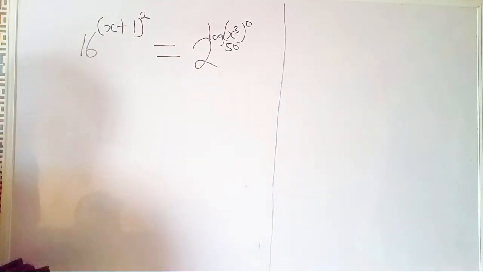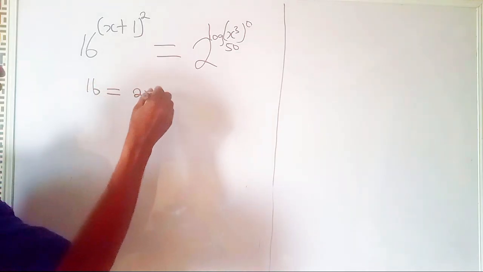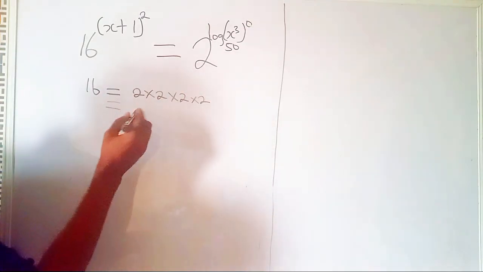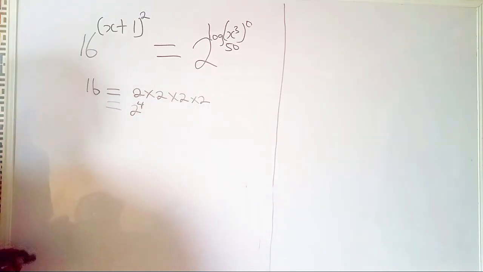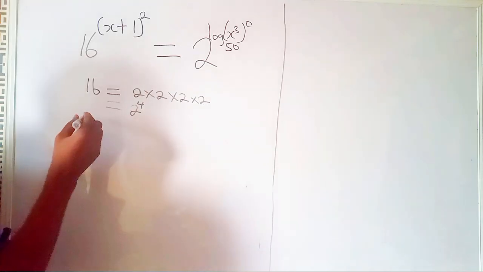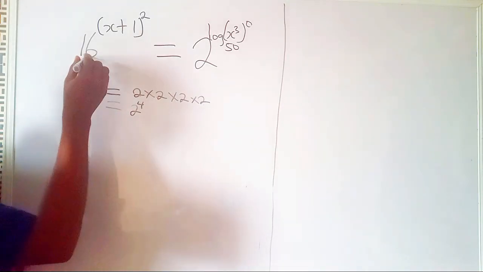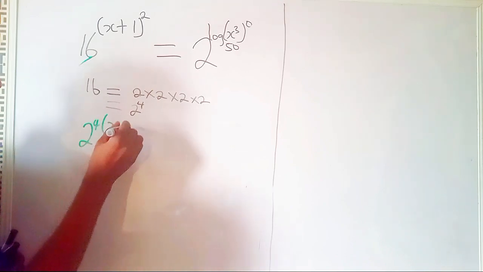Now remember, 16 is equal to 2 times 2 times 2 times 2, which gives you 1, 2, 3, 4, that is 2 to the power of 4, right? So where we see 16, we are going to write 2 to the power of 4.